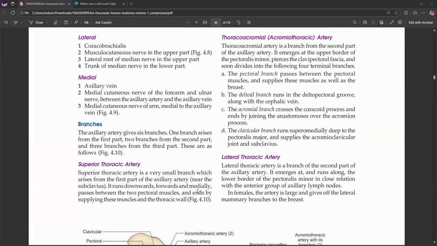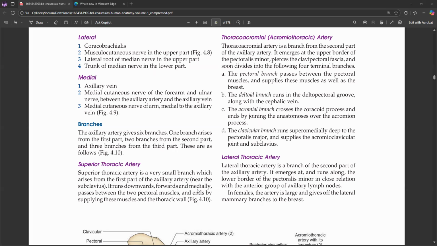Lateral: coracobrachialis, musculocutaneous nerve in the upper part, figure 4.8, lateral root of median nerve in the upper part, trunk of median nerve in the lower part. Medial: axillary vein, medial cutaneous nerve of the forearm and ulnar nerve between the axillary artery and the axillary vein, medial cutaneous nerve of arm, medial to the axillary vein, figure 4.9.